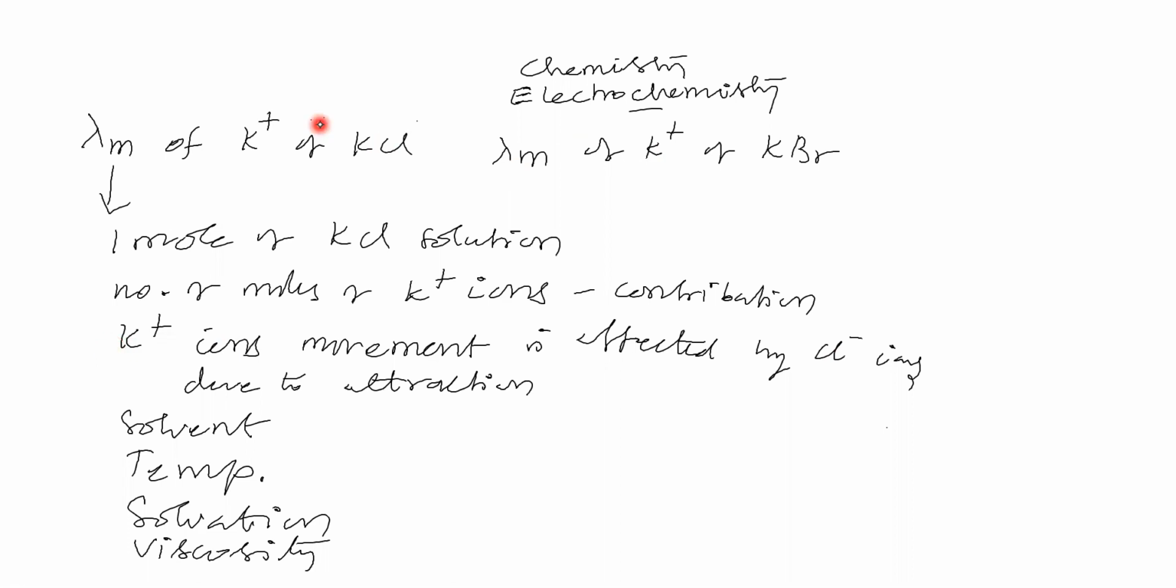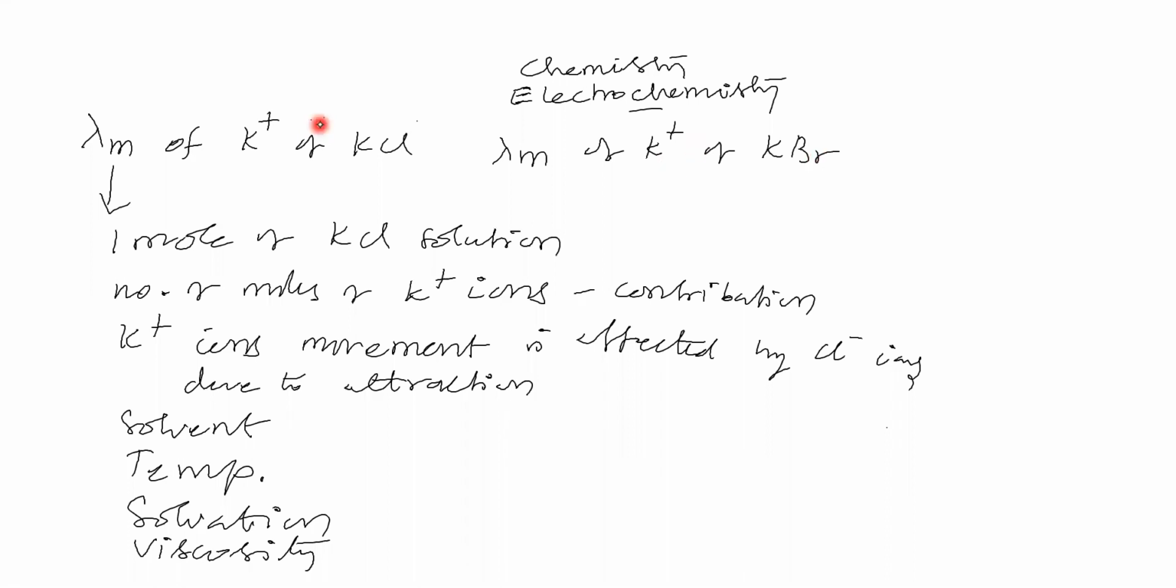Do you accept this point? K plus ions carrying current means K plus ions are moving towards the cathode. The anion attracting the K plus ion means its movement towards the cathode is affected. Do you think it is affected in the same manner here also? Br minus is attracting K plus. Due to attraction, will K plus migration towards the cathode be affected by Br minus? Yes, Br minus ions are pulling K plus ions, so K plus migration towards the cathode is affected.